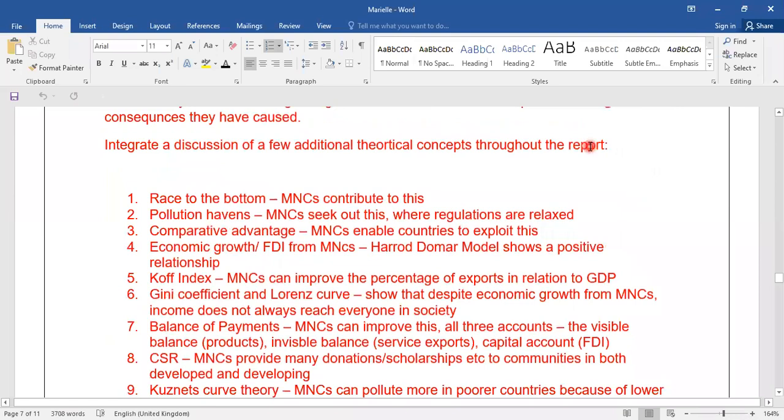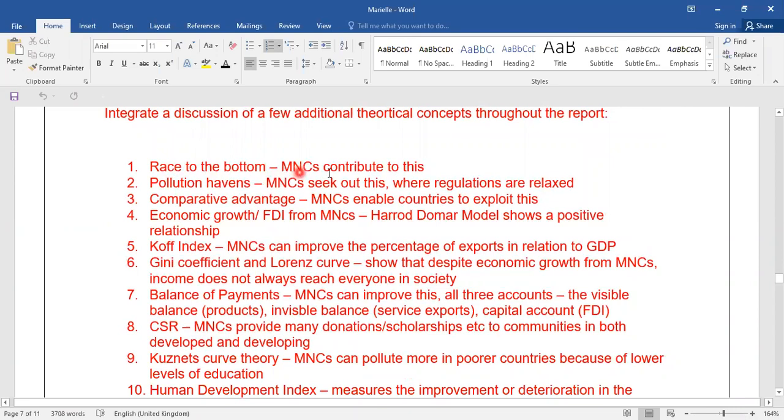introduce economic concepts. Race to the bottom. Many of you have been discussing MNCs exploiting the environment, exploiting people. And all of this is because many of those poor countries practice race to the bottom, and MNCs cause this. Because MNCs know that they are more powerful than governments, they actually exacerbate these race to the bottom policies. This is an opportunity for you to discuss race to the bottom.